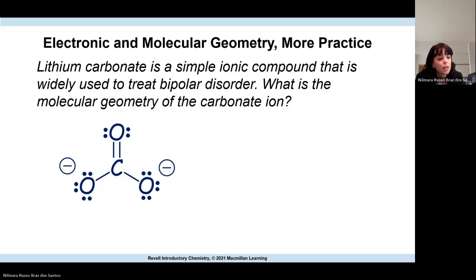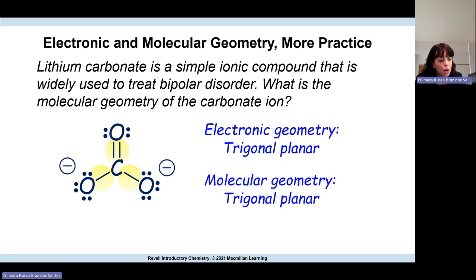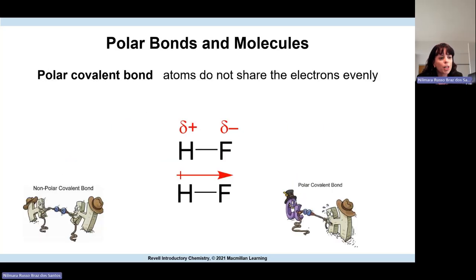CO3. But we need the lithium carbonate. So we have the electronic geometry of the carbonate, trigonal planar, and the molecular geometry, trigonal planar. Polar covalent bond. That is important. Atoms don't share the electrons evenly.